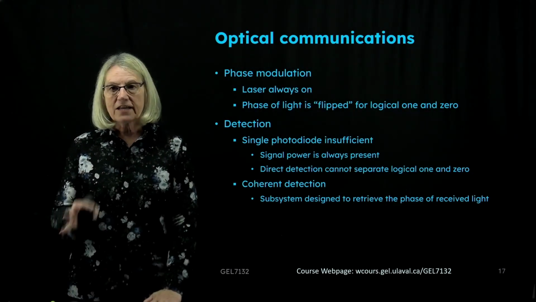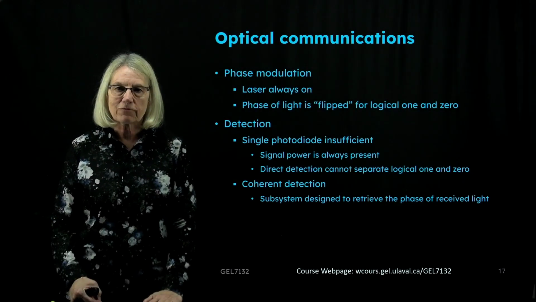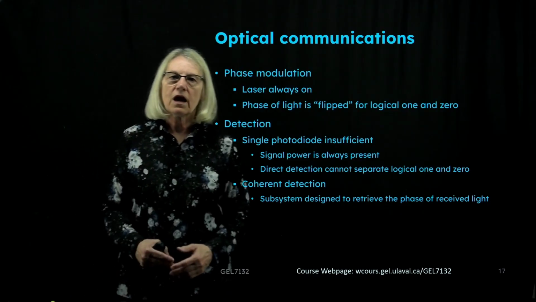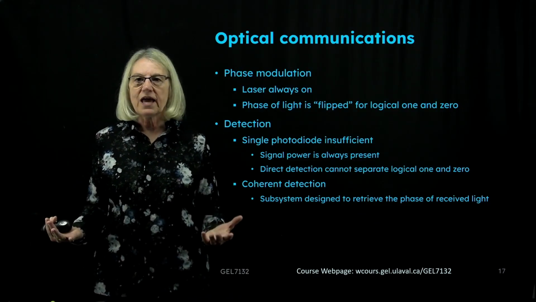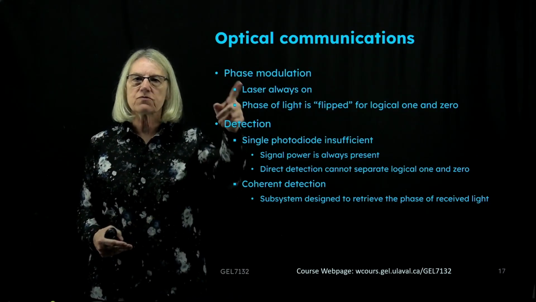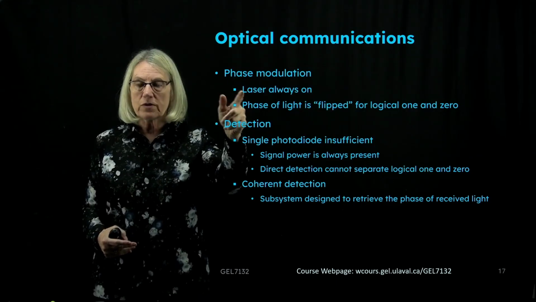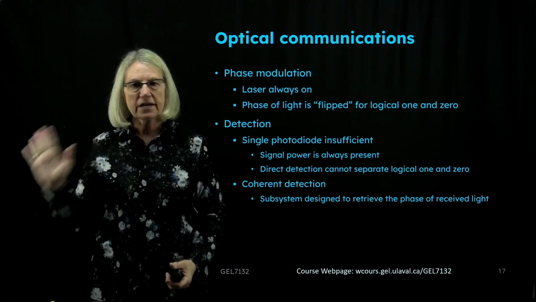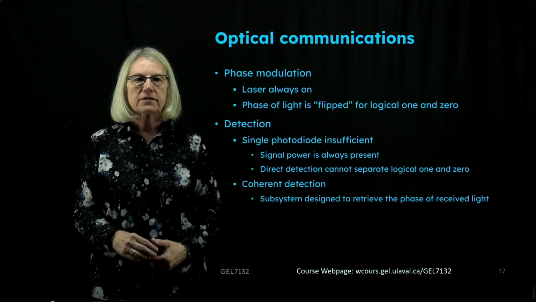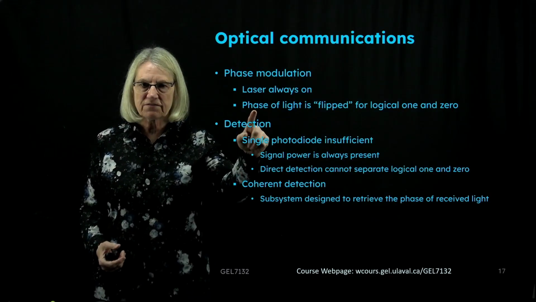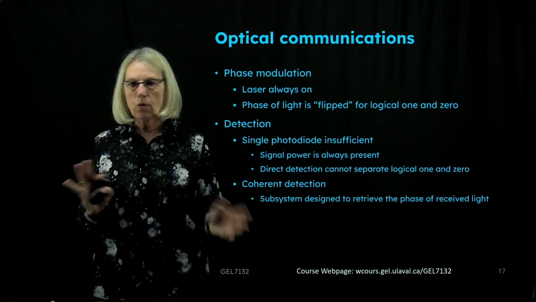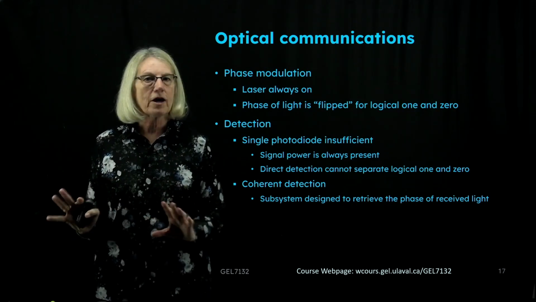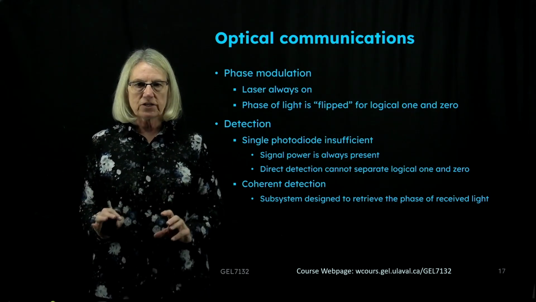So again, I'm going to end this discussion with reference to optical communications. What happens when we do BPSK in optical communication is that we use phase modulation. So the laser is always on. Remember, before, the laser was on and off for on-off keying. Here the laser is running continuously, and we have to flip the phase of the light when I have a logical 1 or a logical 0. So we're going to use an optical phase modulator to do that.